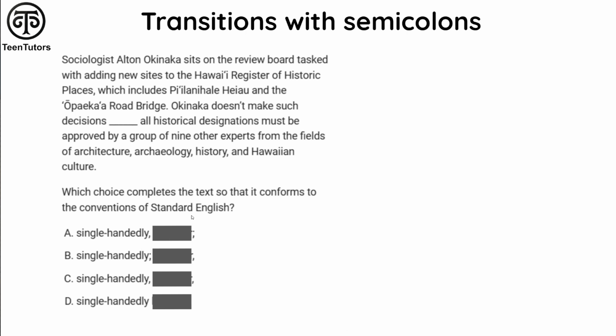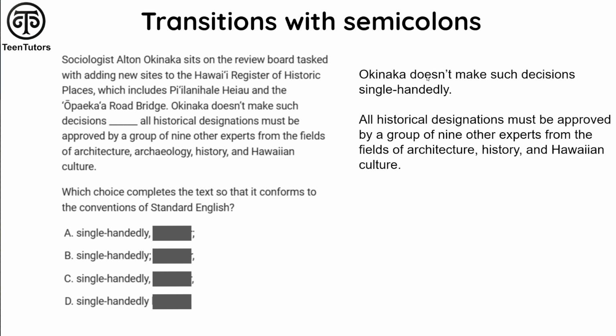All right, so what I would do here is I'm going to just create a sentence just like in the previous ones. I'm going to create a sentence that goes up to the word single-handedly, and then I'm just going to create a sentence that starts after this punctuation, right? So I'll just start a sentence that begins with the word all, right? So let's look at this. The first one would be, Okinawa doesn't make such decisions single-handedly, right? So that works as its own sentence, right? So that is an independent clause.